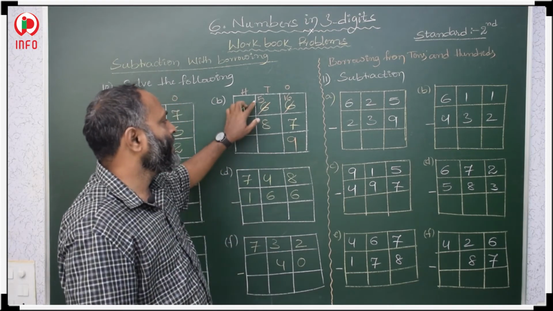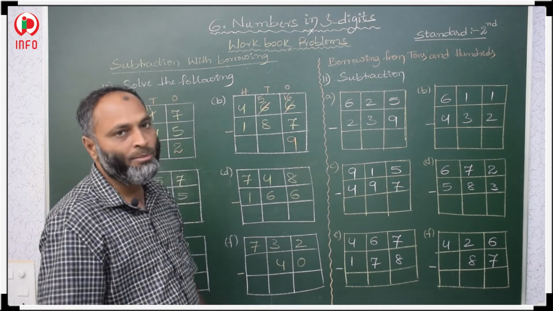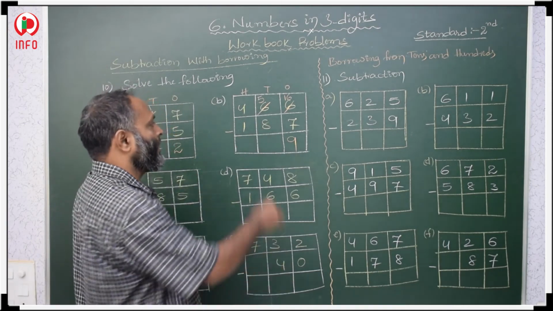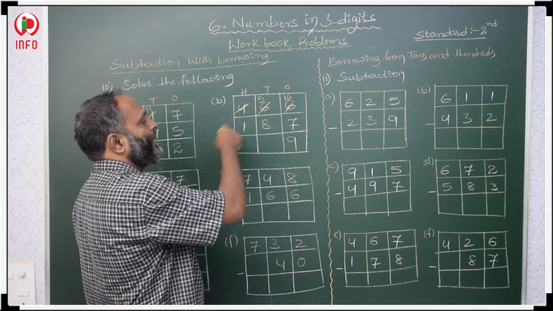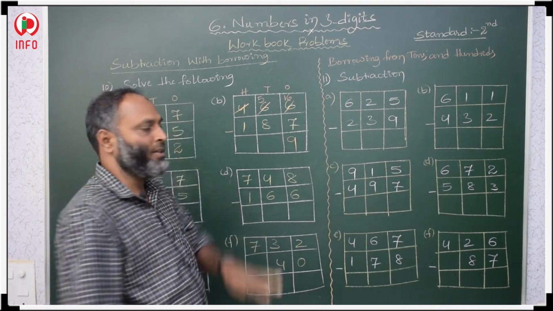5 minus 8. The first one is the minuend. Minuend is less than this subtrahend. So again, we have to borrow from the next place. Here, out of this 400, if you borrow 100, then 300 are left.